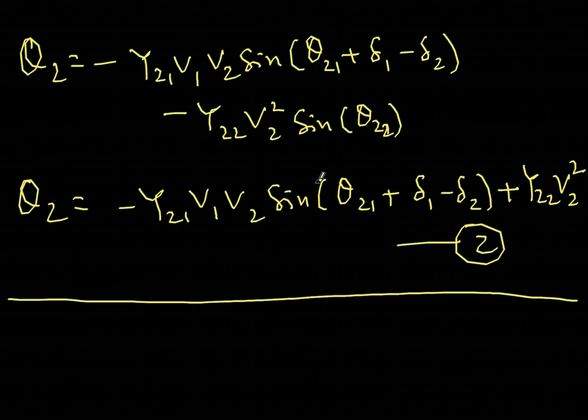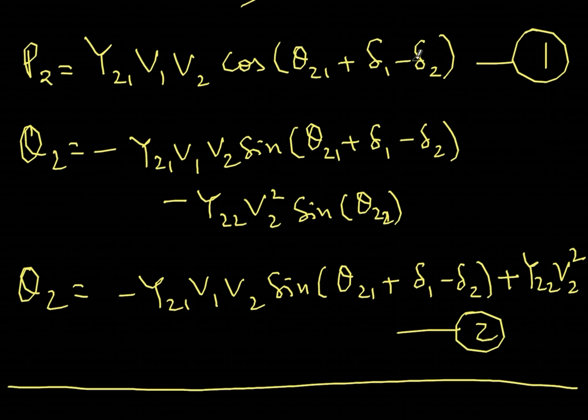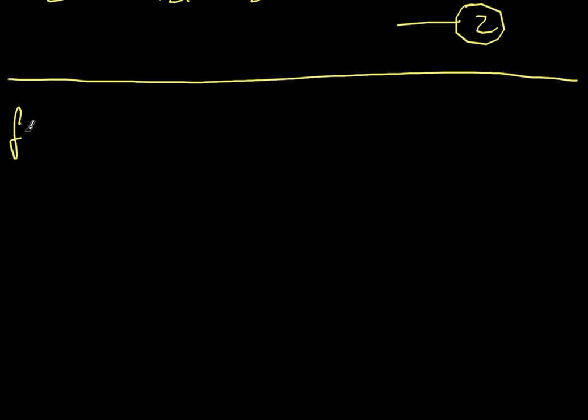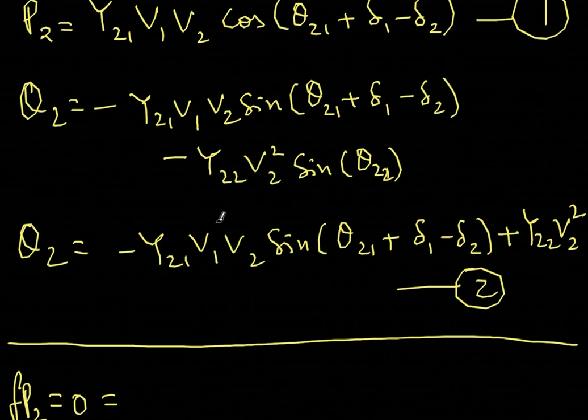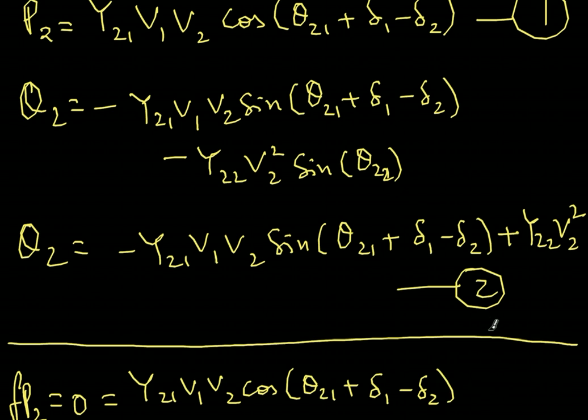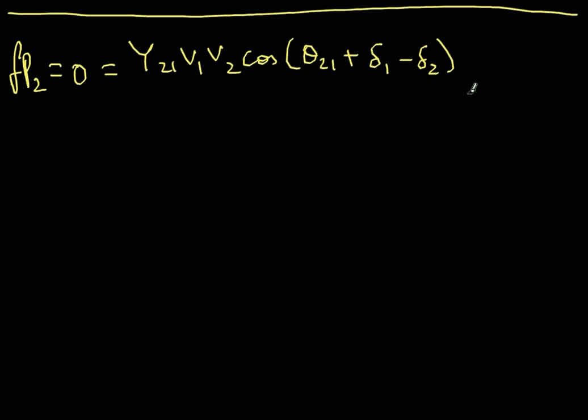In fact, what I'll do, I'll take this P2 onto the right hand side and then I'll make it equal to 0. So I'll say function P2 is equal to 0. Actually, P2 is the name of the function. The variables are V2 and delta 2. So this is equal to Y21 V1 V2 cos of theta 21 plus delta 1 minus delta 2. Of course, minus P2 will be there. So this is the first equation.